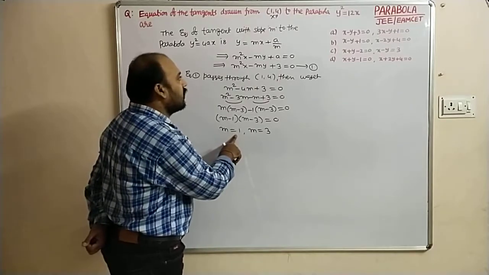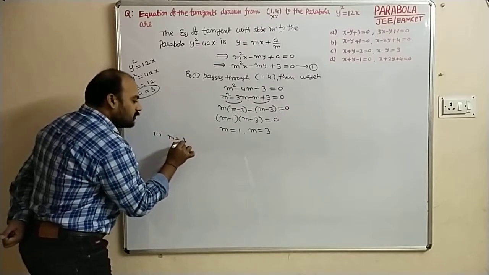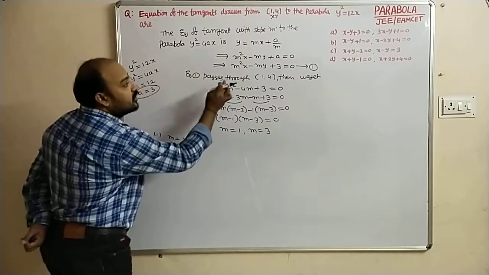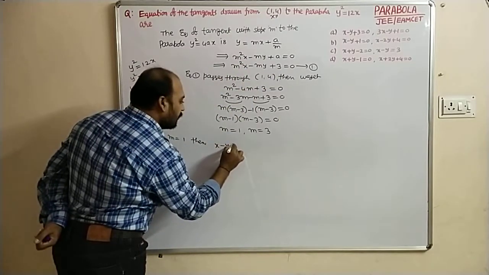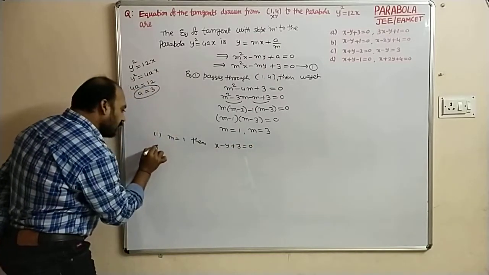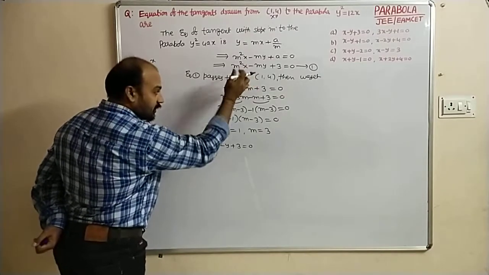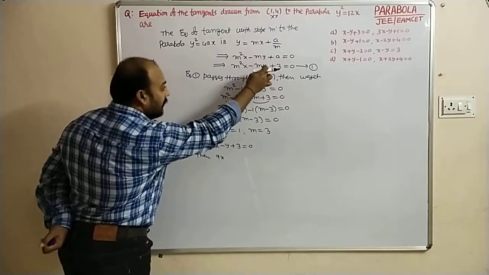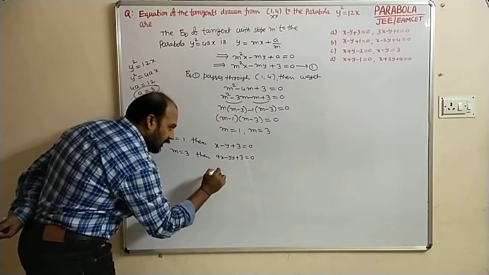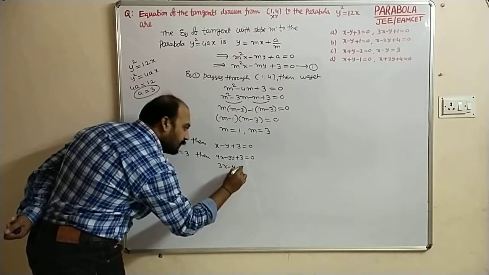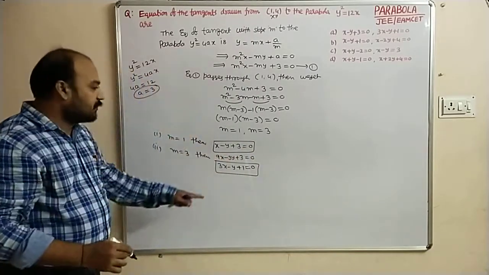So if we take m equal to 1, you will get one of the equations of tangent. m is equal to 1. Then in this equation substitute: 1 square into x minus y plus 3 equal to 0. If m is equal to 3, then 3 square, that means 9x minus 3y plus 3 equal to 0. Dividing by 3, 3x minus y plus 1 equal to 0. So 3x minus y plus 1 equal to 0 and x minus y plus 3 equal to 0.